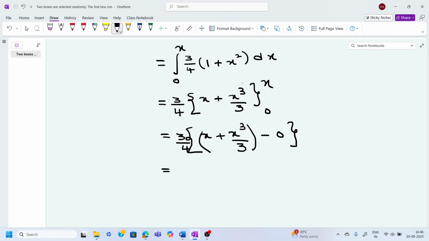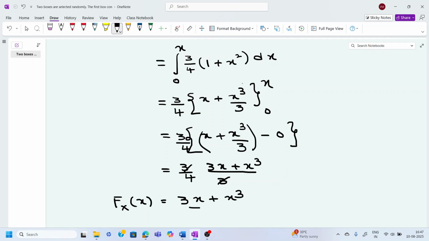Now if we simplify further, it is 3 by 4. If we take the LCM, it is (3x plus x cube) by 3. So the 3 gets cancelled. So F_X(x) is simply (3x plus x cube) by 4. This is the expression for the distribution function.